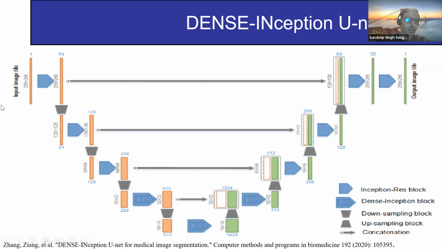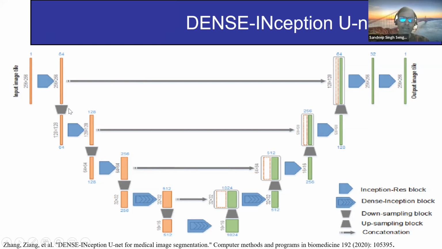Just see this one. We have an input image of size 256 by 256, and it's a grayscale image, so our channel is 1. Now on this input image, we are applying this inception residual block. I will tell you in the next slide what the inception residual block is. We are generating an output of 64 channels, because we are using 64 filters here.